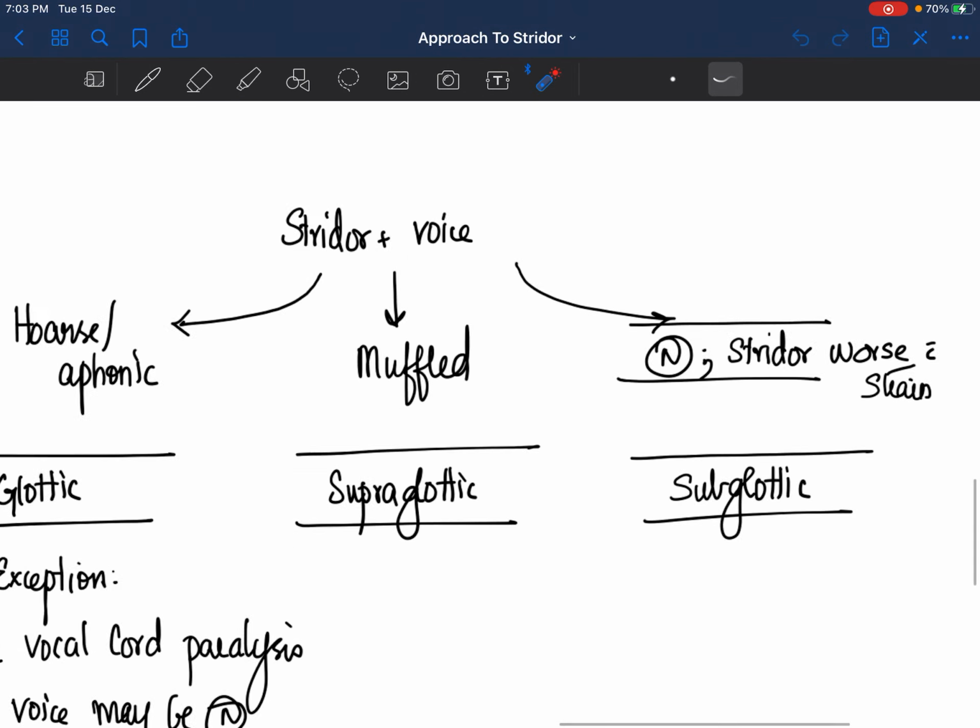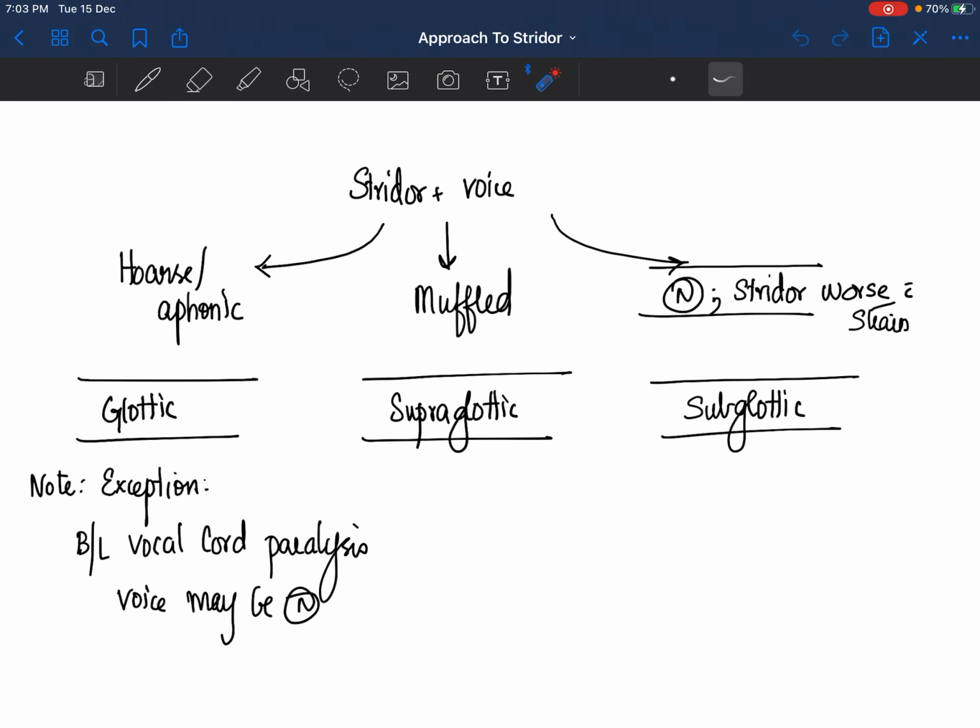Stridor and voice combination. If the patient is having a hoarse voice or completely aphonic, problem is in glottis. If it's a muffled voice or a hot potato voice, problem is in supraglottis region. If the voice is normal or stridor is worse with strain, then you should think of a subglottis problem.